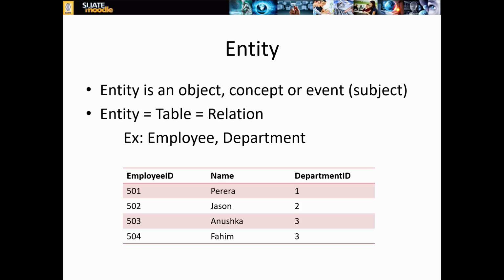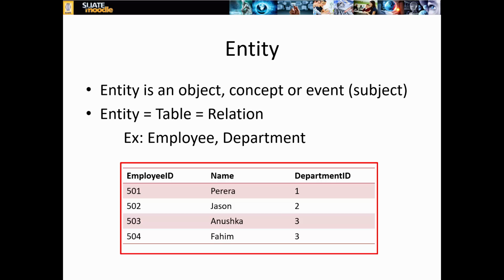For example, an employee might be an entity because the employee is an important fact that we want to store information about. And also, department might be an entity because department details are also important, so we need to store information about it. Each of these represents a single business concept which has information on different attributes. This is an example entity.